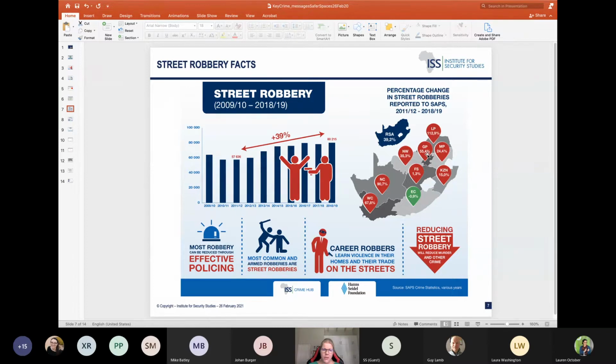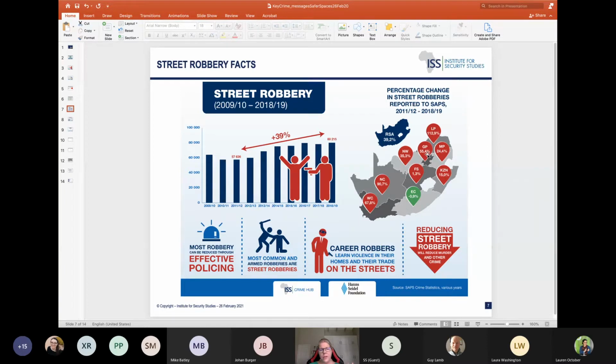We also know that robberies, and particularly something like street robberies, are influenced by effective policing, because it is what some have termed a policeable type of crime. It is where the police can make a difference. And why street robberies should be a priority is because this is where career robbers hone their skills. It starts off as small gangs that form. And we also know that if you reduce street robberies, you will start reducing other forms of violence, such as murder.